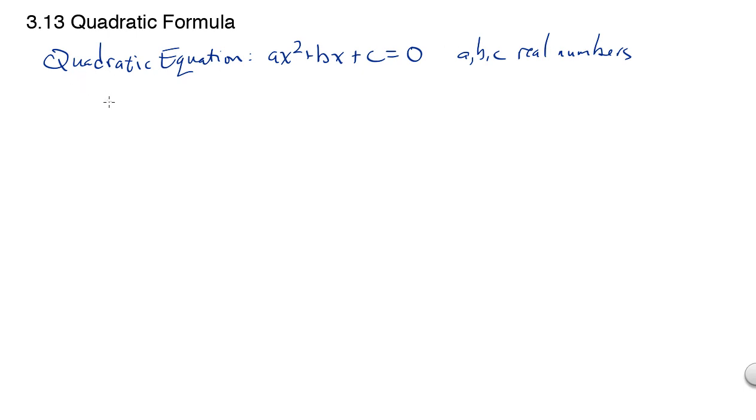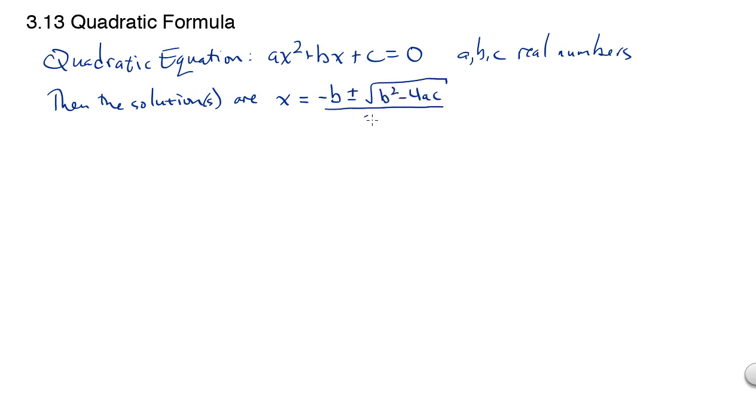Now, I'm not going to bury the lead. The solution or solutions potentially are in this form. You can just plug in the coefficients a, b, and c into this formula. Negative b plus or minus the square root of b squared minus 4ac all over 2a.